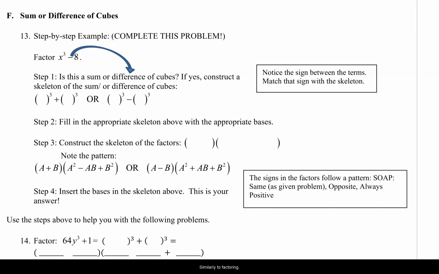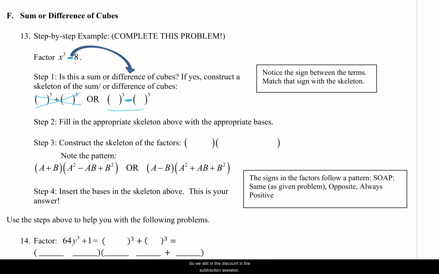Similarly to factoring the difference of squares, we can create a skeleton for a sum or difference of cubes. I'm going to match the sign in our original problem with the skeleton that I need. If you were doing this on your own paper, you wouldn't have both skeletons written out. You would only write the skeleton that you needed. But the first one there being a sum is just to remind you that this process is going to work whether the original problem is a sum or a difference. The factoring is very similar.